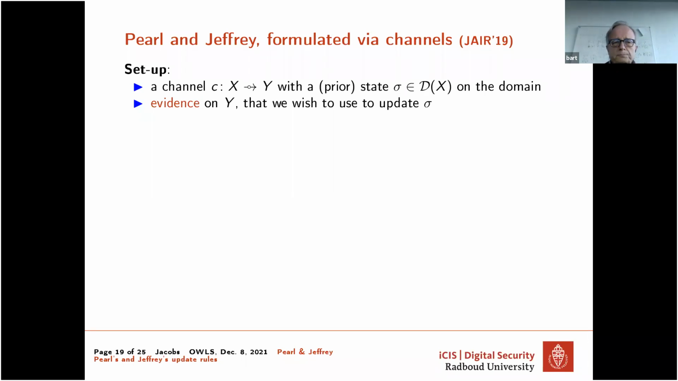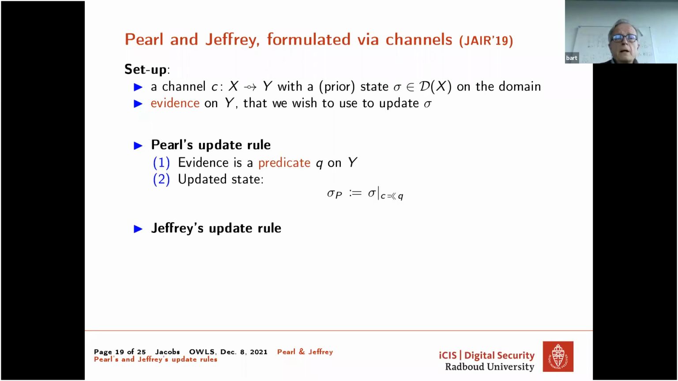Now how to do this? There are two ways, according to Pearl and Jeffrey. In Pearl's rule, the evidence is a predicate. And how do you update? Hopefully you can see this. I take this predicate Q, I pull it back along the channel C, giving me a predicate on X, and I can use it to update the prior state sigma. I call this sigma sub P, for the Pearl update of sigma.